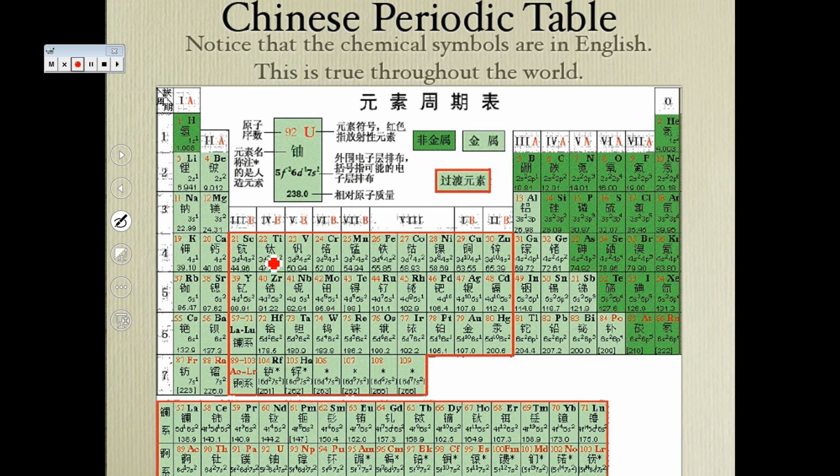Interesting fact, no matter what language the periodic table is written in, the symbols are always in English. So this is the Chinese periodic table. Notice that the symbols are always English and the numbers are Arabic.